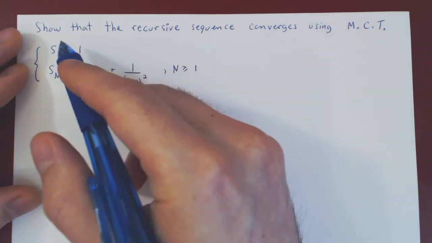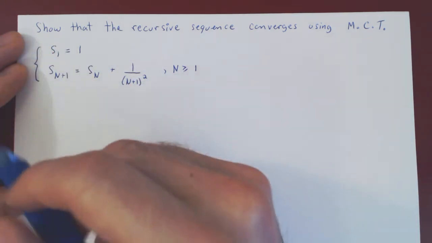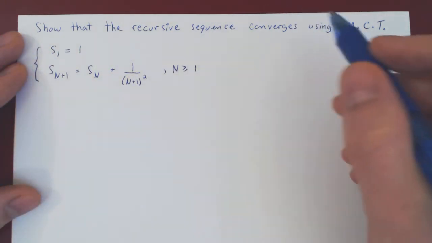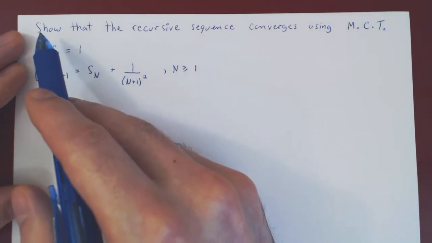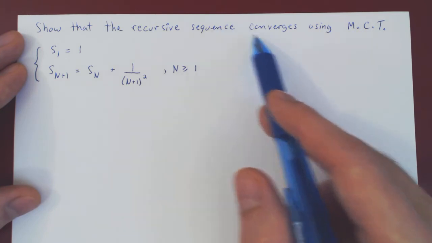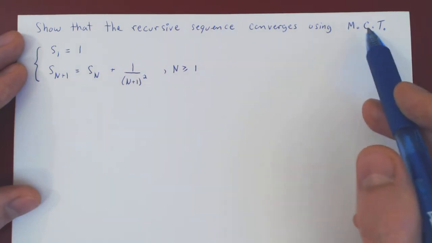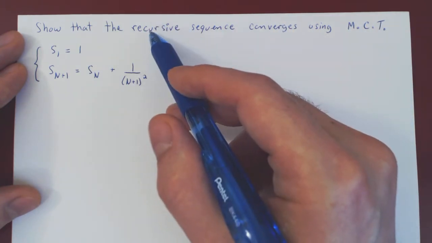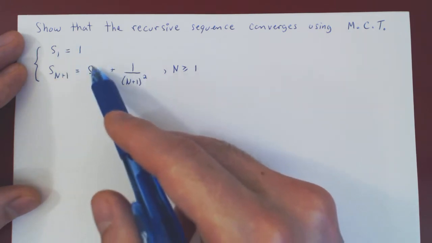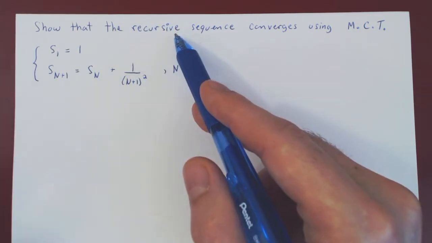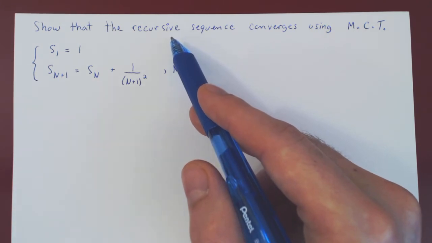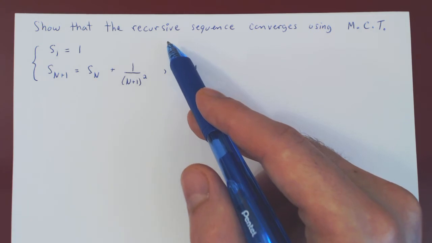Okay, so in this video, we will consider a very nice application of the Monotone Convergence Theorem. So here's the problem. We want to show that the recursive sequence converges using the Monotone Convergence Theorem. And this is the first time that we consider a recursive sequence. The term recursive means that to obtain the next term of your sequence, you have to know the previous term.